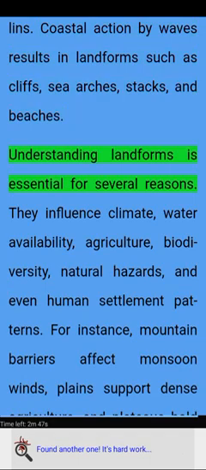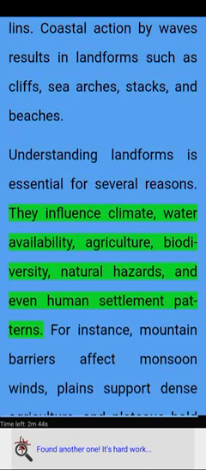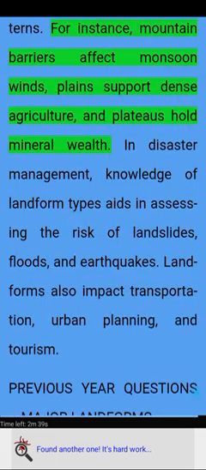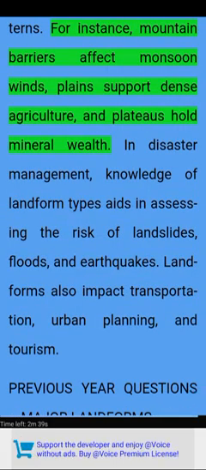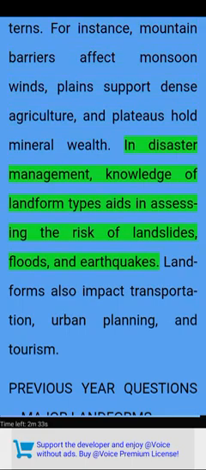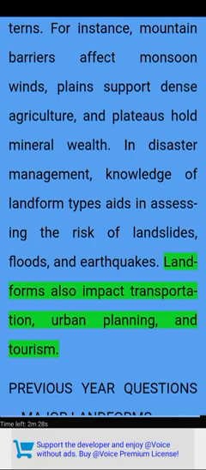Understanding landforms is essential for several reasons. They influence climate, water availability, agriculture, biodiversity, natural hazards, and even human settlement patterns. For instance, mountain barriers affect monsoon winds, plains support dense agriculture, and plateaus hold mineral wealth. In disaster management, knowledge of landform types aids in assessing the risk of landslides, floods, and earthquakes. Landforms also impact transportation, urban planning, and tourism.